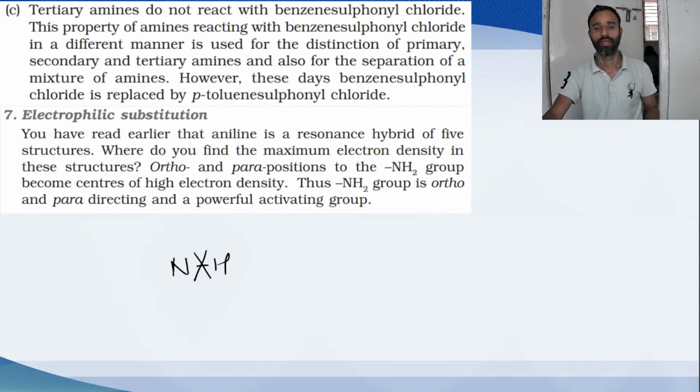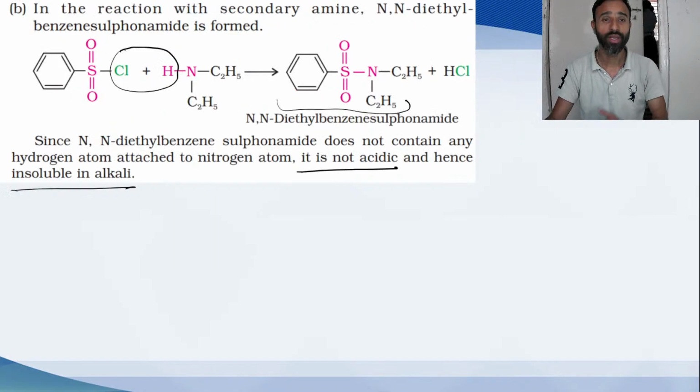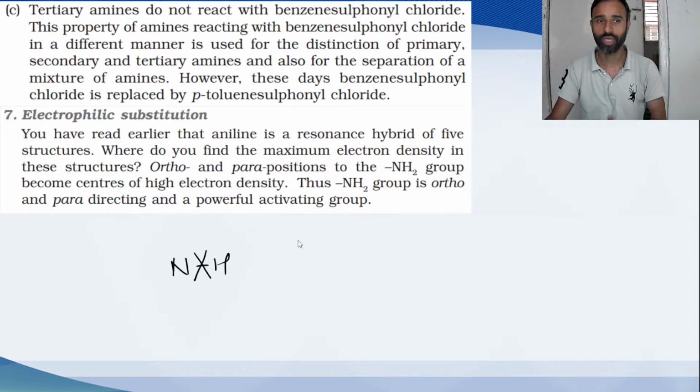Primary, secondary, and tertiary. Primary amine reacts with Hinsberg reagent. The product formed is soluble in alkali. Why? Because there is one H, which is strongly acidic, hydrogen attached to nitrogen, which in turn is attached to an electron withdrawing group. That's why it is soluble in alkali. In the secondary case, Hinsberg reagent reacts with secondary amine because there is one NH, but in the product there is no acidic hydrogen. That's why it is insoluble in alkali. Tertiary does not react with benzene sulfonyl chloride. Why? Because there is no hydrogen available. Okay, that's the case.